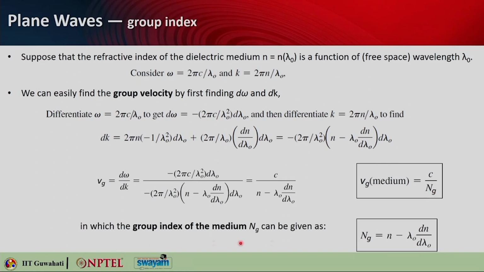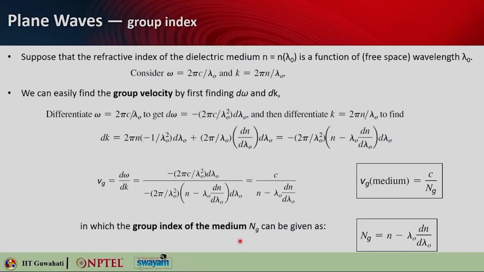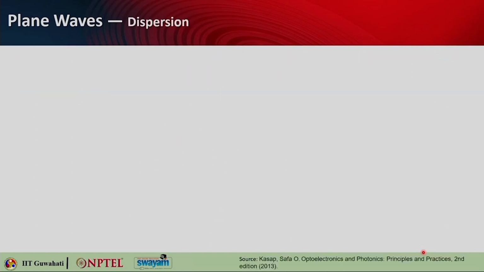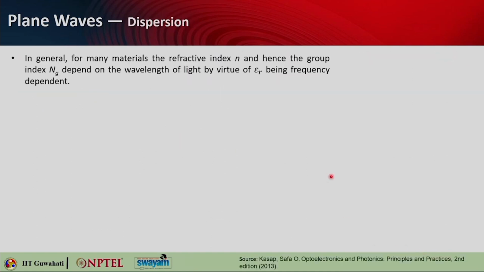So you can write also what is Ng, that is the group index of this medium. This particular medium n has got a dependence on lambda. For that you can find out the group index of that medium, and it can be given as n minus lambda naught dn over d lambda naught. Okay, so now let's look into the dispersion.